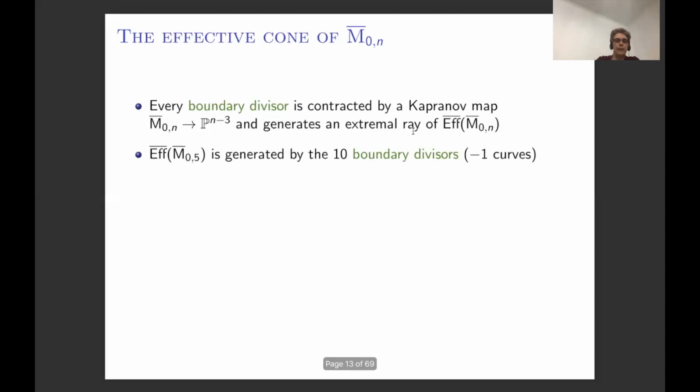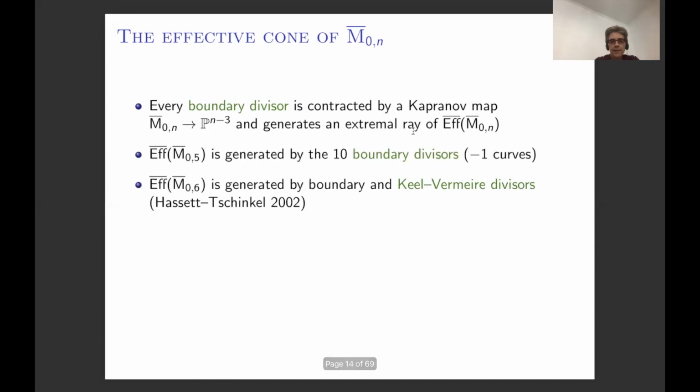So for example, in this way, we see that every boundary divisor on M0,5 bar is in fact a -1 curve. And so there are exactly 10 boundary divisors and 10 -1 curves on a del Pezzo of degree 5. So these are exactly the same. And now, like for any Fano surface, any del Pezzo surface, the effective cone is generated by -1 curves.